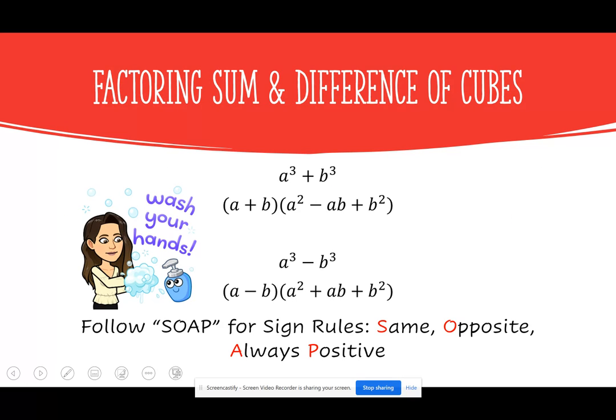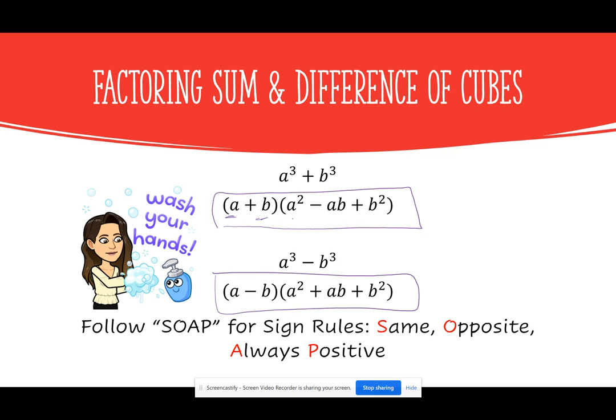The other thing we're going to look at is sum and difference of cubes. If we have a cubed plus b cubed, they can be numbers too, it's just always going to be in these forms. Your a, your b, a squared, then multiplied together, and then b squared. Your signs follow the acronym SOAP: same, opposite, always positive. The first one is the same as the sign up there. The second one is the opposite of the sign up there. And the last one is always positive. So if it's negative, it's same, opposite, always positive.